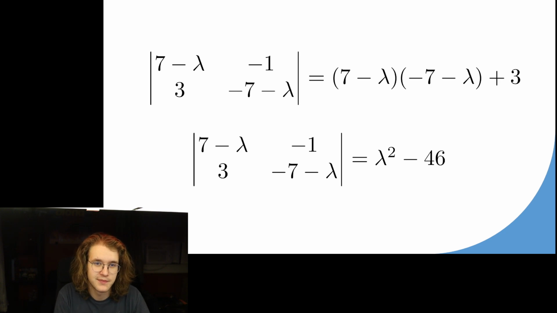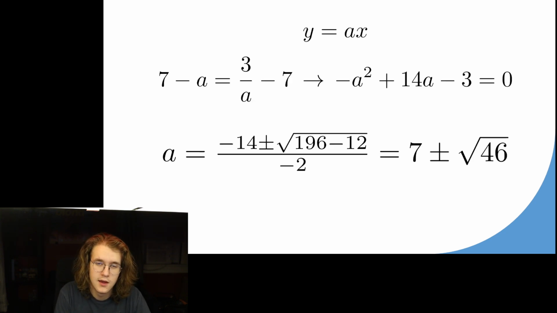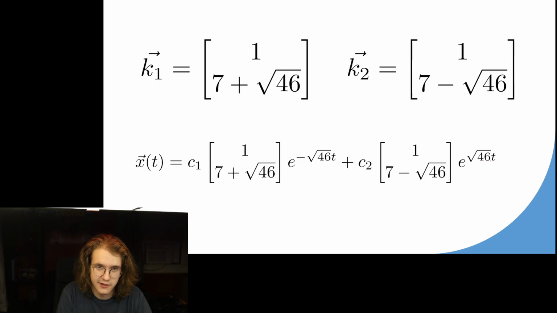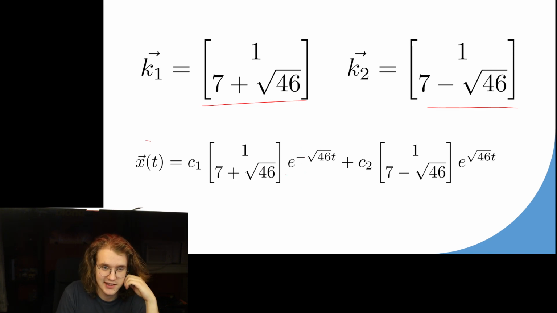Boom, boom, boom. I use the eigenvalue method to find our eigenvalues, of course. This is what I got for them, plus or minus square root of 46. And then again, I use the A method to find our eigenvectors. This is what I got for those, our values of A, meaning I got these for our eigenvectors. And then again, plugging those in, checking, making sure they were matched up correctly.